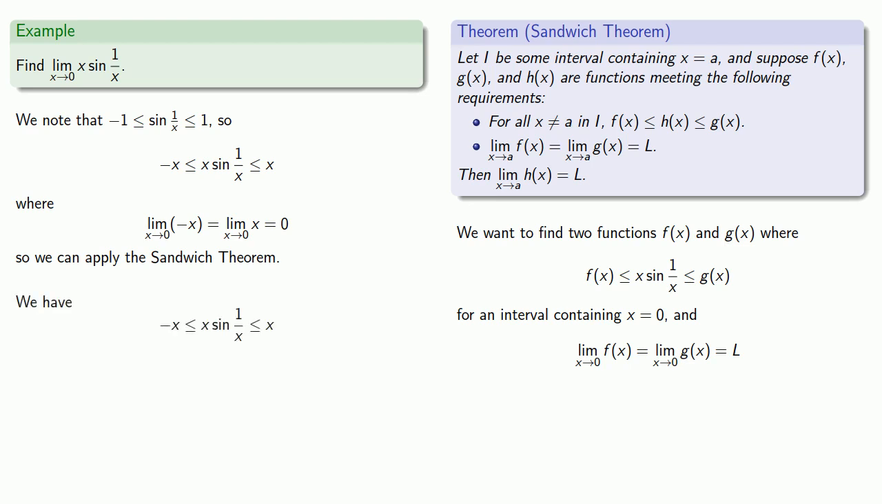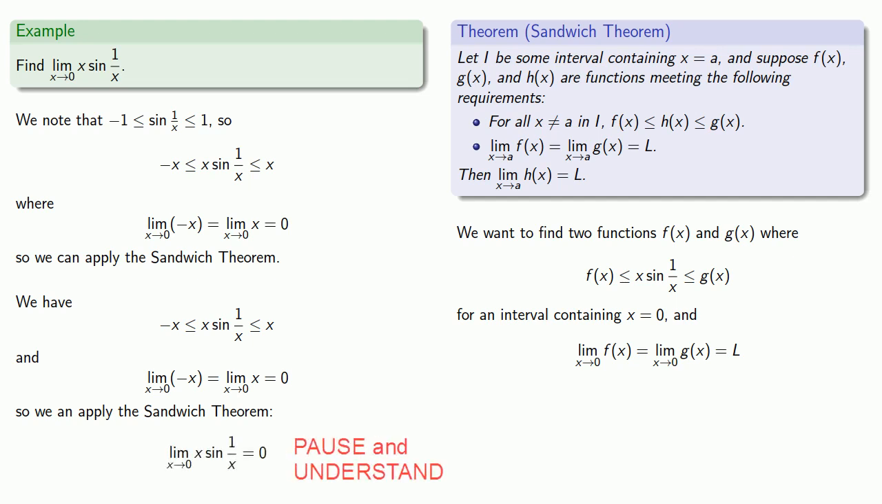We have -x is less than or equal to x sine of 1 over x, which is less than or equal to x, and the limit as x approaches 0 of -x and the limit as x approaches 0 of x are both equal to 0, so because the slices of bread go to 0, then the meat also has to go to 0. And we get the limit as x approaches 0 of x sine of 1 over x is 0.